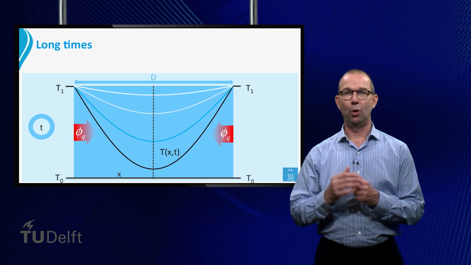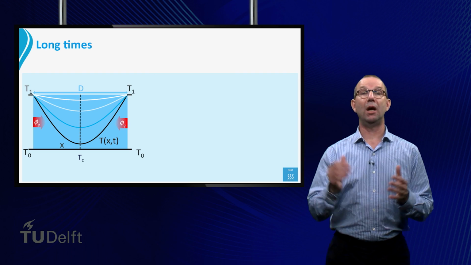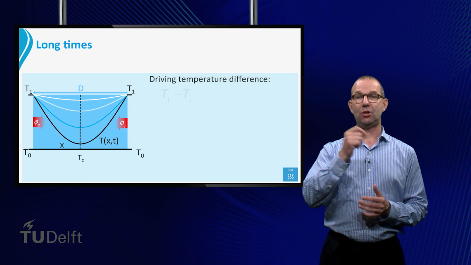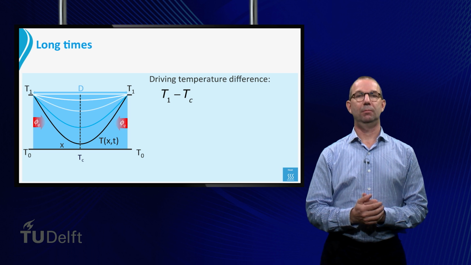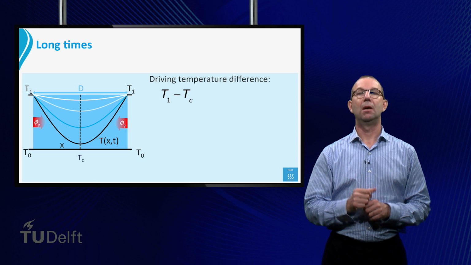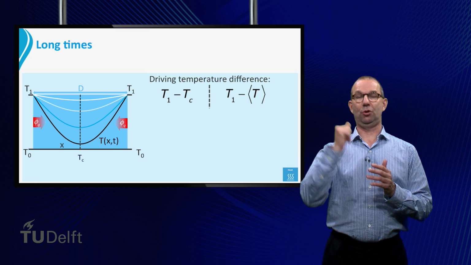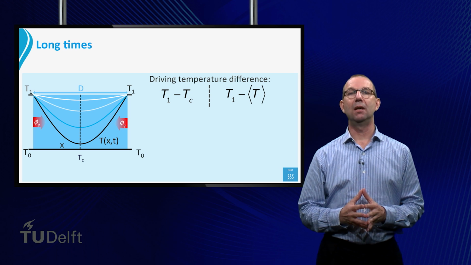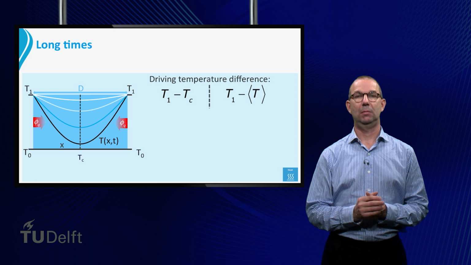Now that the driving force is no longer T1 minus T0, we need to decide what is our driving force. One obvious choice could be T1 minus T center. That is a good choice. But in practice, also T1 minus the average temperature of the plate is used. That is especially handy when we need to find the change of the mean temperature itself.